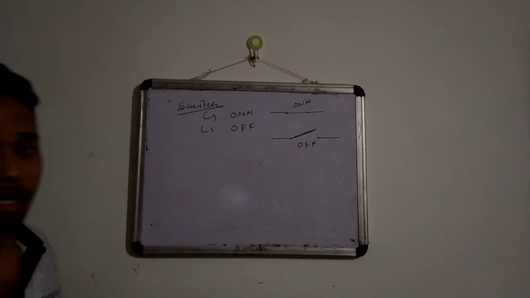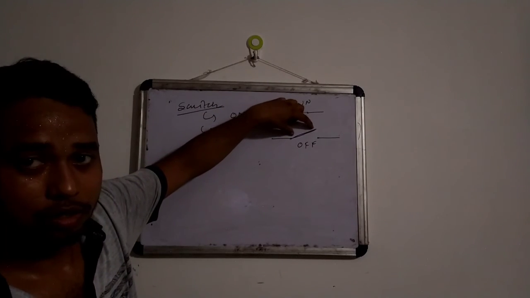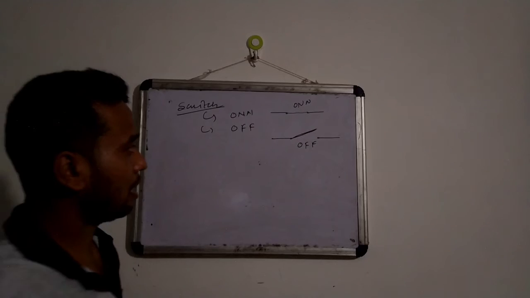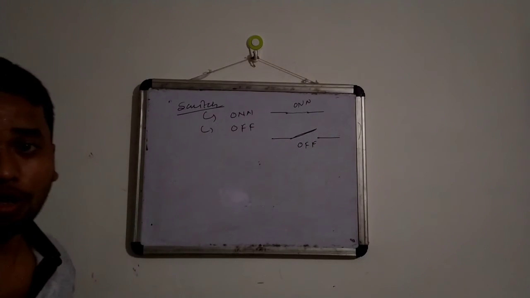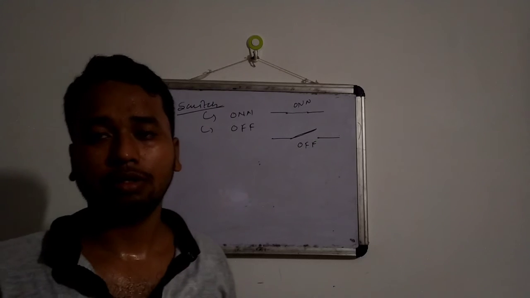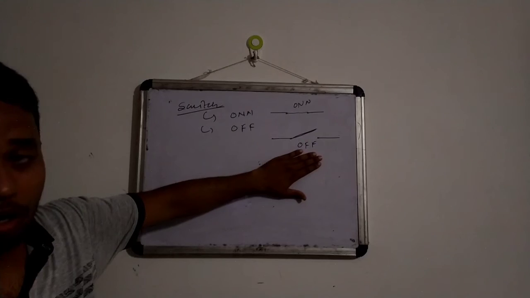Because if we keep this wire like this, then current can jump from this point to this point. So there will be a breakdown of the conducting wire, and that is why it is called off state.